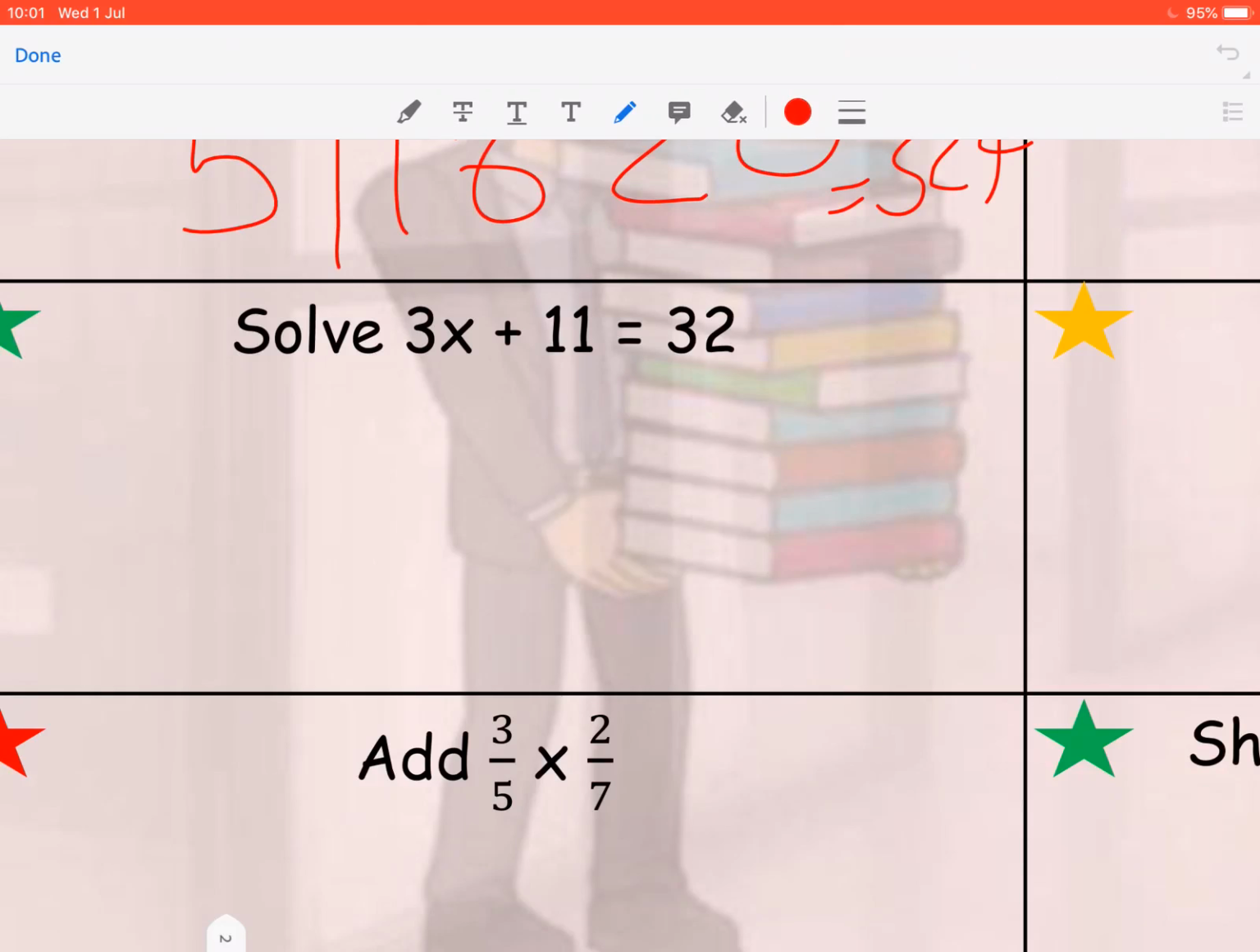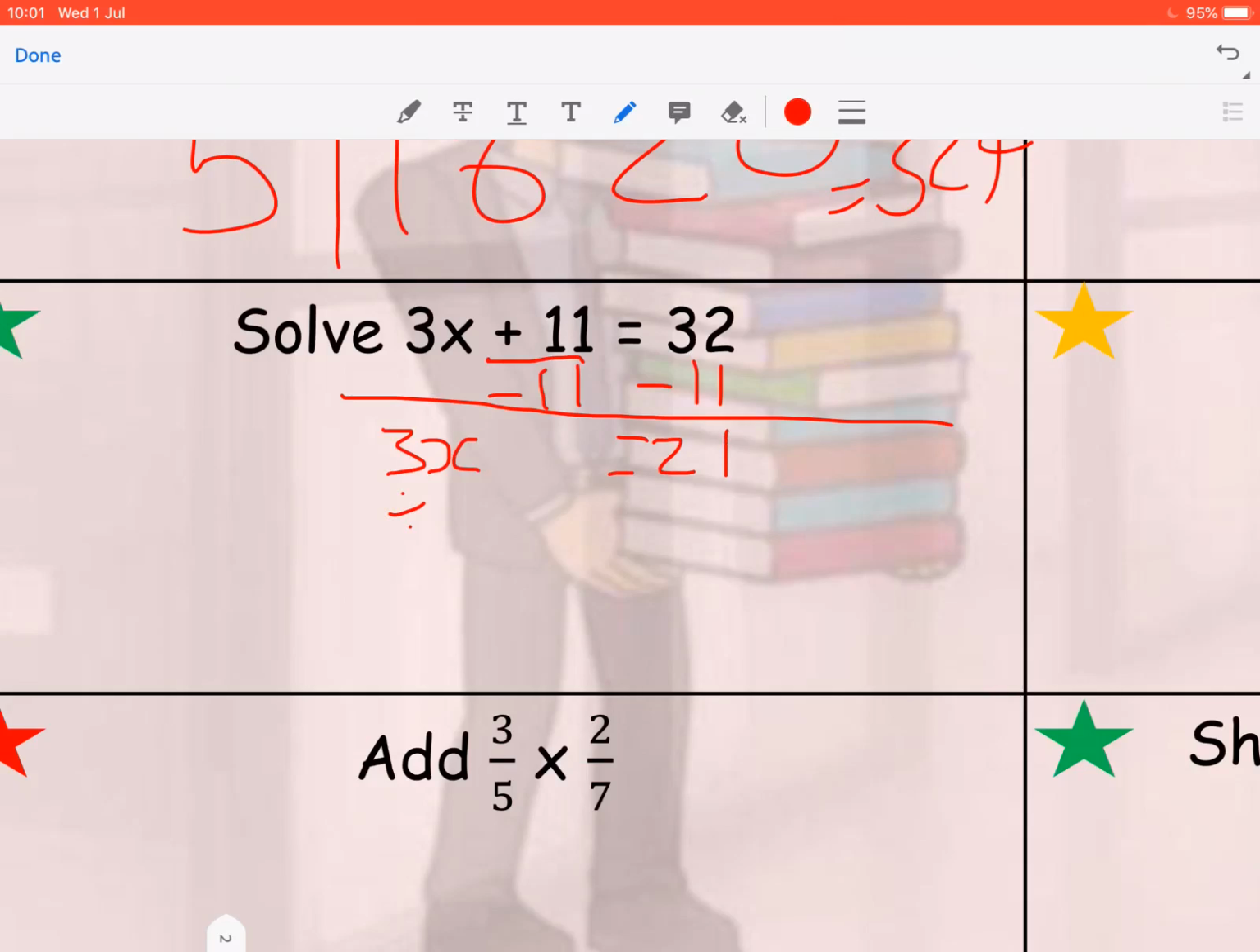Three x plus 11 equals 32. Okay, in order to solve this, solving equations is easy. Get rid of this number first. If I want to get rid of that number, I'm going to take it away from both sides. If I take away 11 from the left, I end up with 3x. Minus 11 plus 11 is nothing. 32 take away 11 is 21.